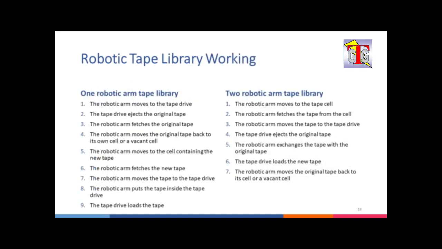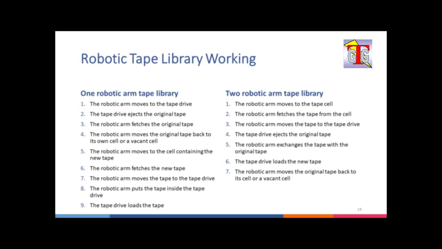Let's see how the robotic tape library works. First, consider the case in which the robotic tape library has only one arm. When a tape is required, the robotic tape library performs the following steps. Step number 1. The robotic arm moves to the tape drive. Next, the tape drive ejects the original tape and the robotic arm fetches the original tape.